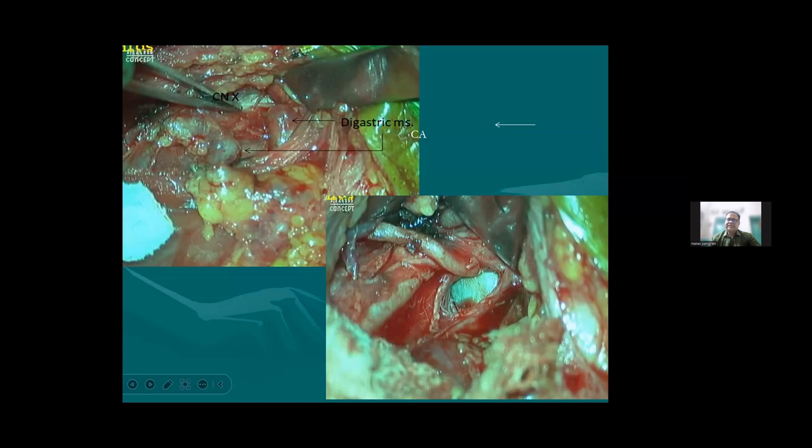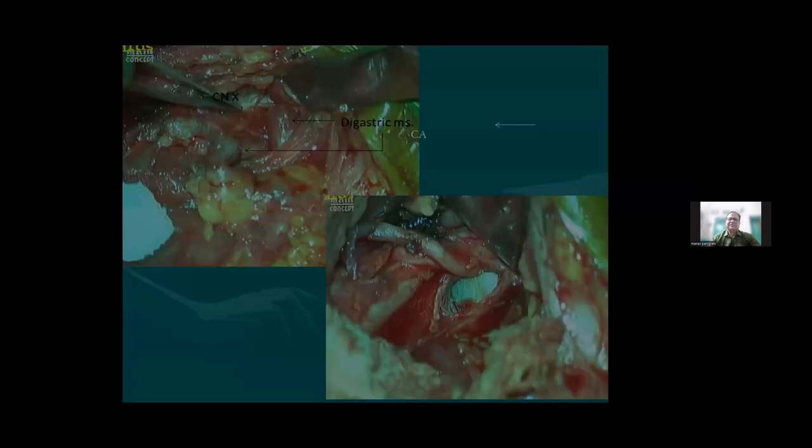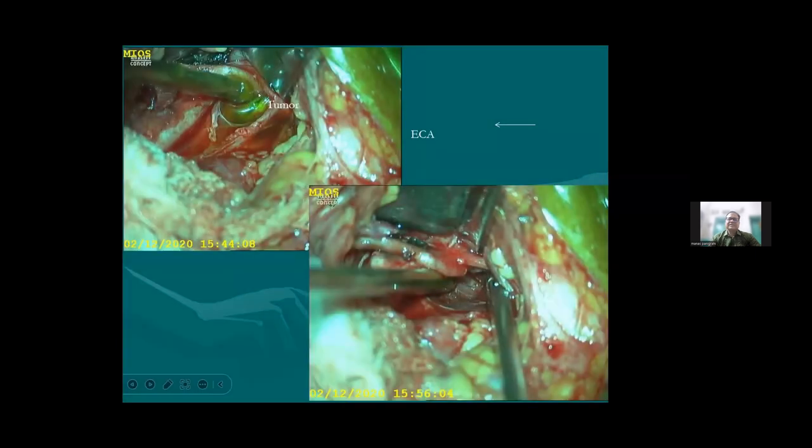And this is the tumor which has given yellow fluorescence. One can see the green color. The tumor was excised. This is the fluorescent tumor, and this is at the end of excision of the tumor.